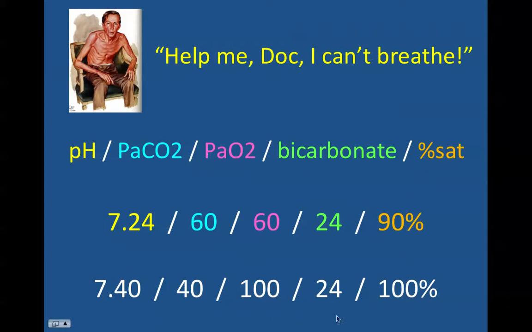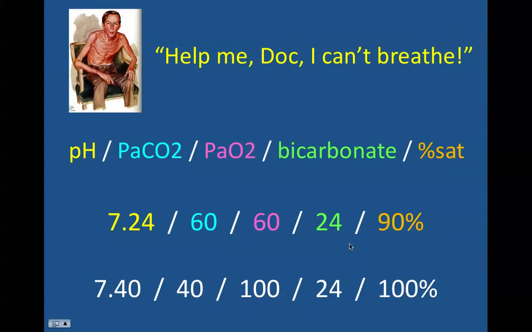And again, here are the normal values down in white at the bottom. So we have a pH of 7.24, meaning he's acidotic. PaCO2 of 60, which is elevated, as you can see. The PaO2 of 60 as well, which is low. The bicarbonate still sitting at 24. And the percent saturation of hemoglobin of 90%.